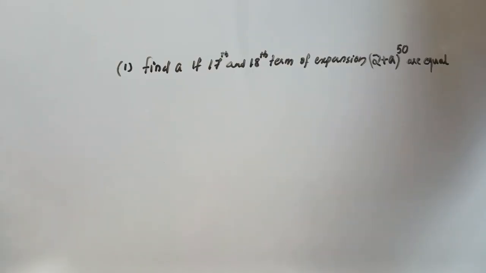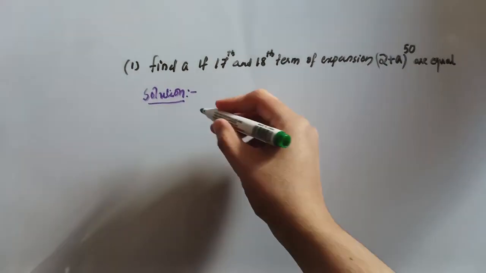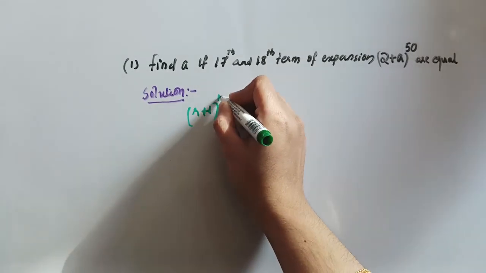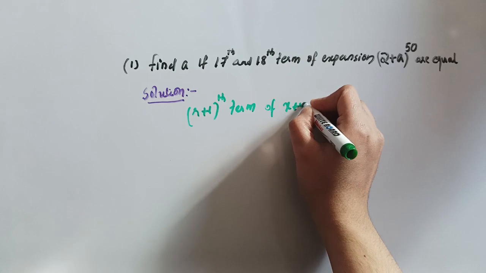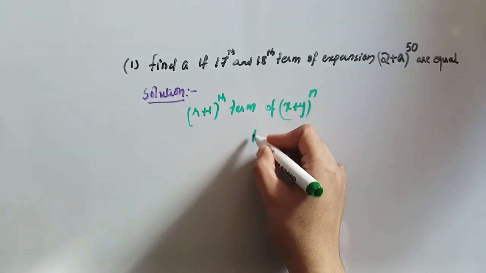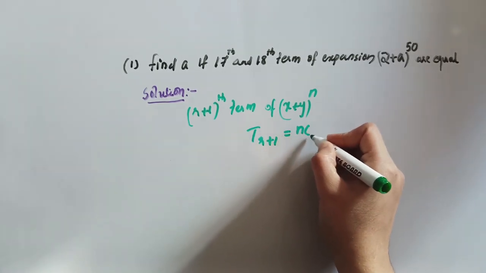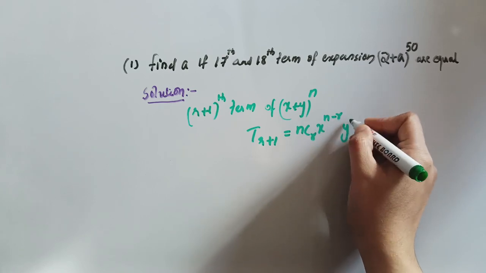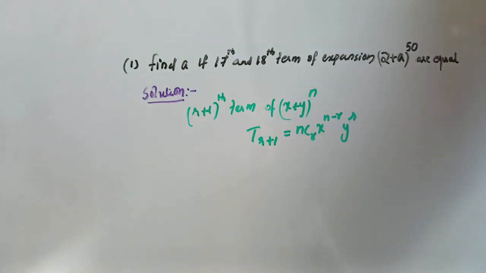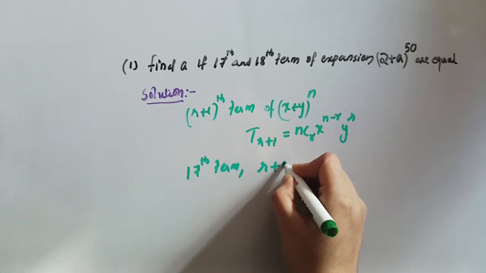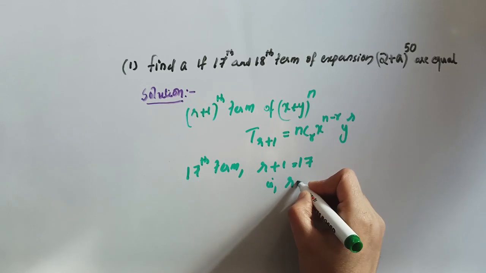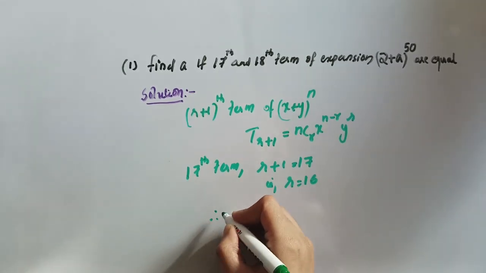Next, we can discuss some problems. First one: find a if the 17th and 18th terms of the expansion (2 plus a) all raised to 50 are equal. Solution. The r plus 1th term of the expansion (x plus y) whole raised to n is given by T of r plus 1 equal to nCr x raised to n minus r y raised to r. For the 17th term, we have r plus 1 equal to 17, that is r equal to 16.